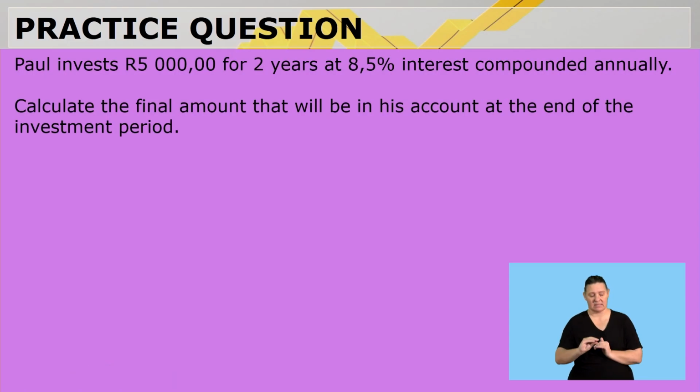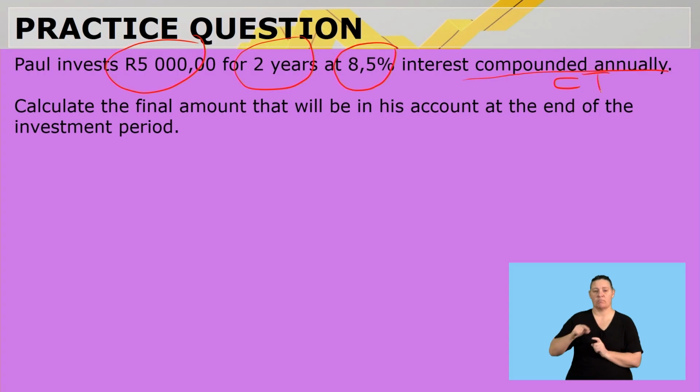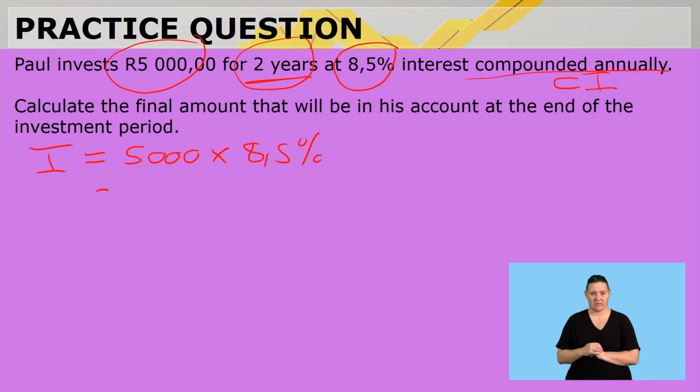Powell invests 5,000 Rand for 2 years at an interest rate of 8.5% compounded annually. So that means we are going to use compound interest for the 2 years time period. Calculate the final amount that will be in his account at the end. So if we look at the interest value for the first year, it's going to be 5,000 times the 8.5%, and that is 425 Rand.